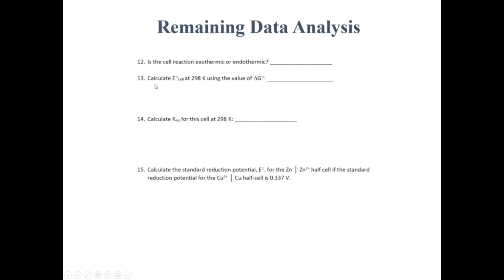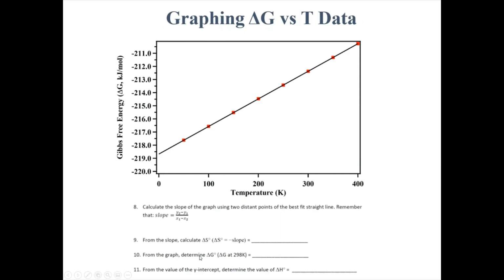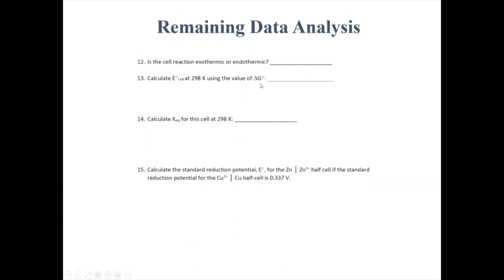Then there are a couple more points that you have to think about for the data analysis. It asks you, is the cell reaction exothermic or endothermic? So you'll have to think about which parameter you figured out in the last couple of lines will tell you this, and how you're going to figure that out. Then it says calculate the E cell at 298 Kelvin using the value of delta G naught. Over here we calculated delta G naught. We're going to use our equations, and you can look to see which equation allows you to go from E cell to delta G naught, and you're going to take that value that we got from the graph and calculate the E cell for that delta G.